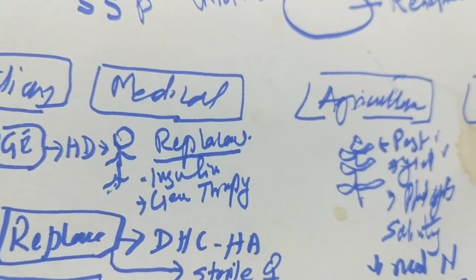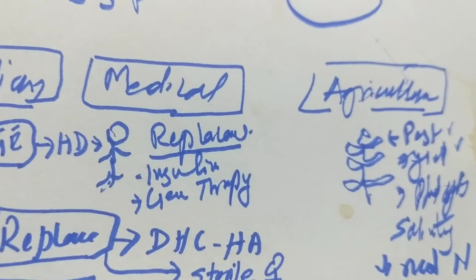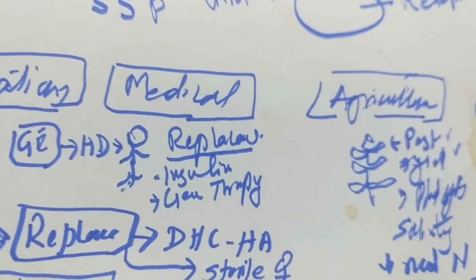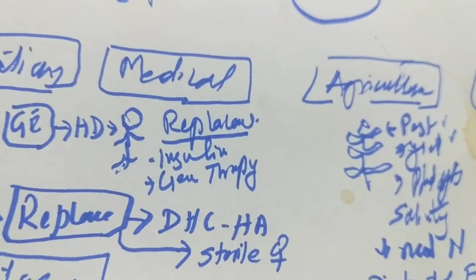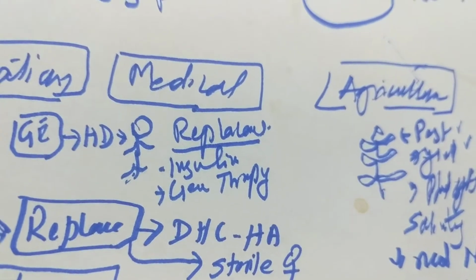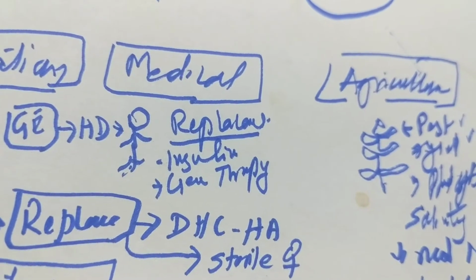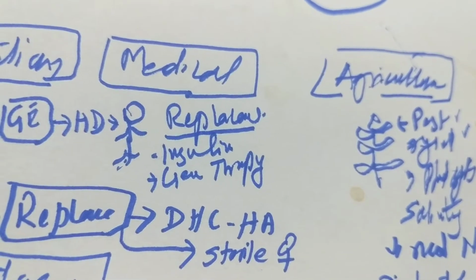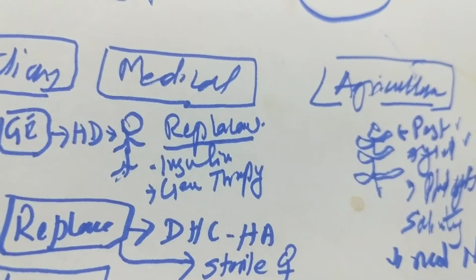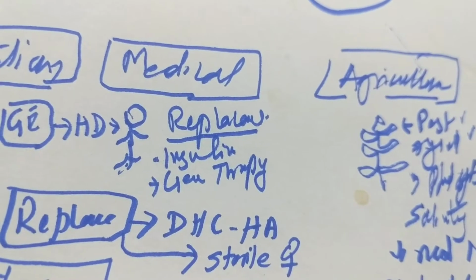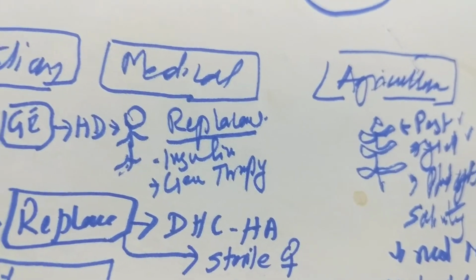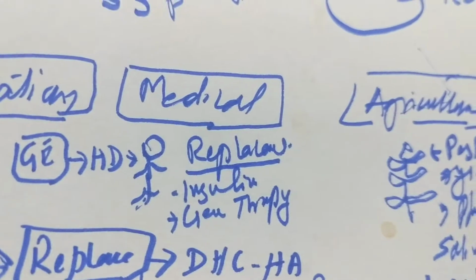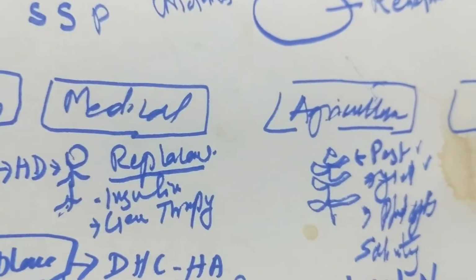Insulin occurs naturally in human beings, and its deficiency causes diabetes. So it is produced outside of the human body through this technique. Similarly, gene therapy is also used in human beings, where damaged cells are replaced with new ones. So this is the use of genetic engineering in medicine.